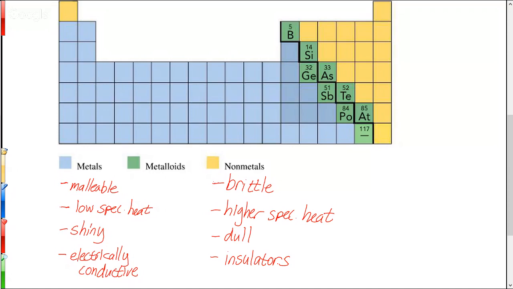Okay, so we've got properties of metals and nonmetals. What about this strange little band in the middle, the metalloids? What do you think they do?